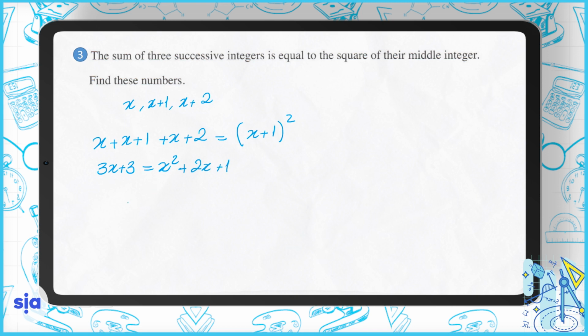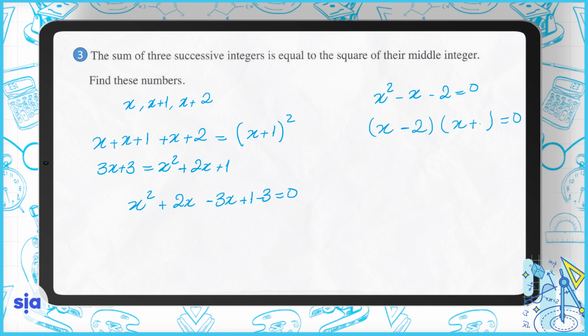If you put them all equals 0, so x squared plus 2x minus 3x plus 1 minus 3 equals 0. So it will be x squared minus x minus 2 equals 0. To factorize this to find the numbers, so x minus 2 and x plus 1 equals 0. So x can be equal to 2 and x can be equal to negative 1. So x equals 2 will not be correct if you try it in the question. So x equals negative 1.